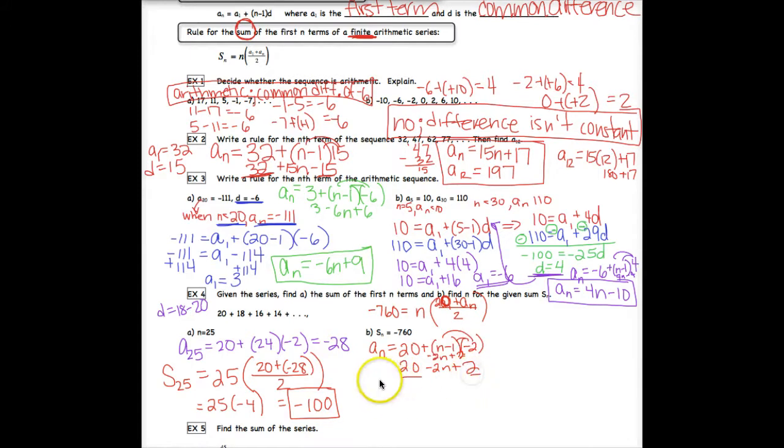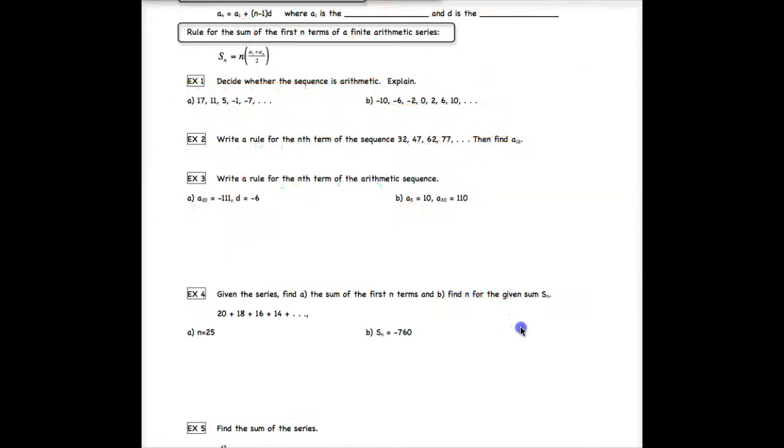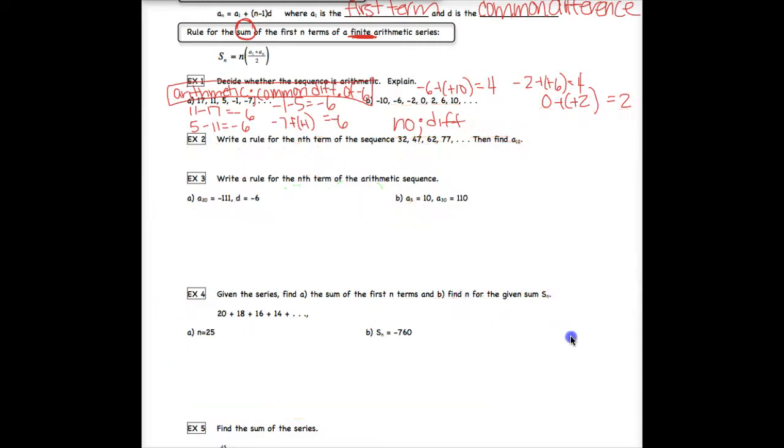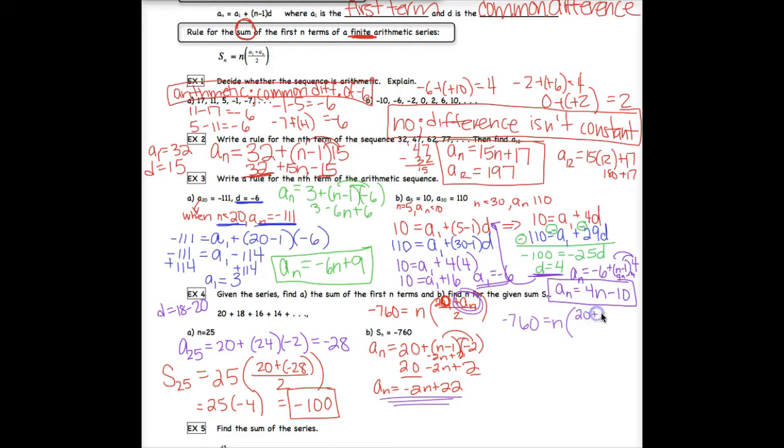So these are like terms. So a sub n is going to equal negative 2n plus 22. That's helpful because we can put that in now. So take this and put it in here. So negative 760 equals n times 20 plus negative 2n plus 22 over 2. So order of operations I need to follow.